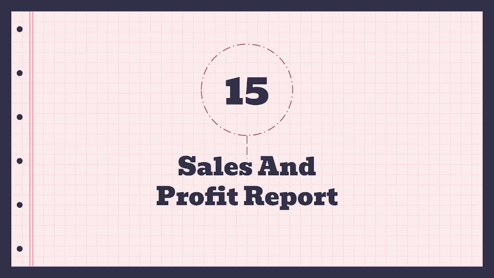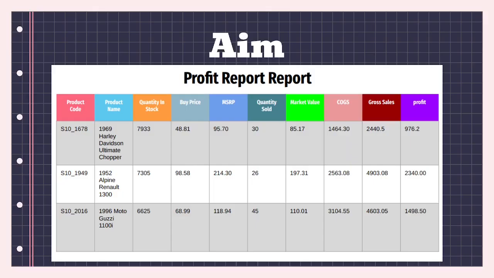So in this tutorial, we're going to be looking at generating a sales and profit report from our database. We want to generate a simple report like this, showing the product name, the product code, the quantity in stock, the buy price, the MSRP, the COGS, the market value, the gross sales and finally the gross profit.